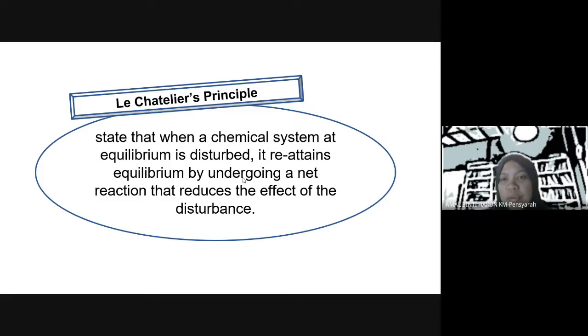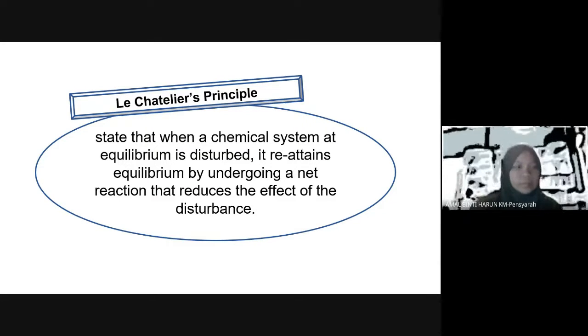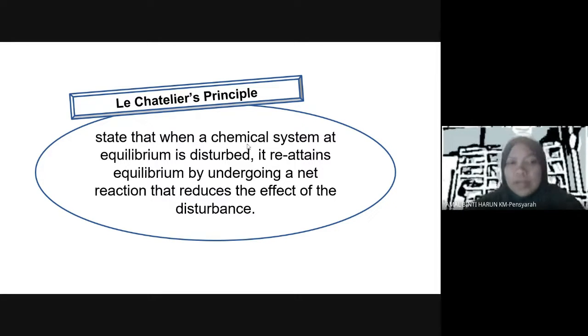arah ataupun bagaimana sesuatu tindak balas tu berubah. Okay, untuk achieve equilibrium. Right, so what Le Chatelier's principle said is that when a chemical system at equilibrium is disturbed, it reattains equilibrium by undergoing a net reaction that reduces the effect of the disturbance.